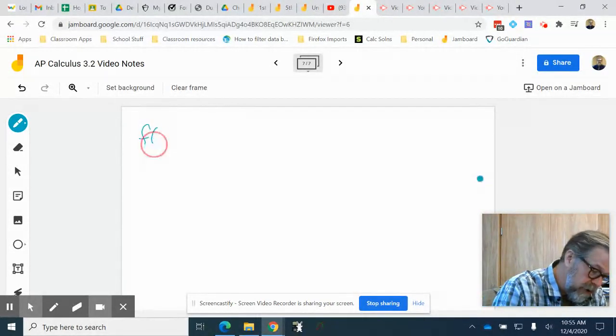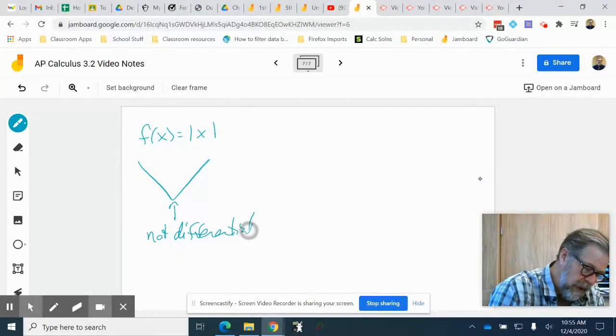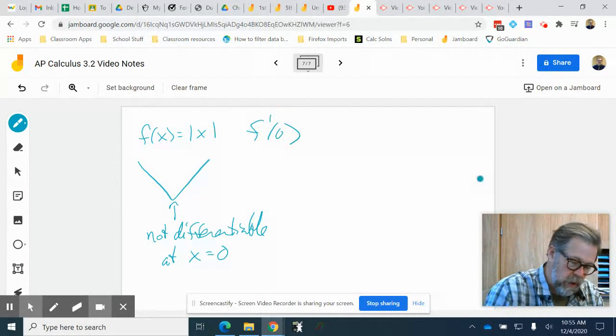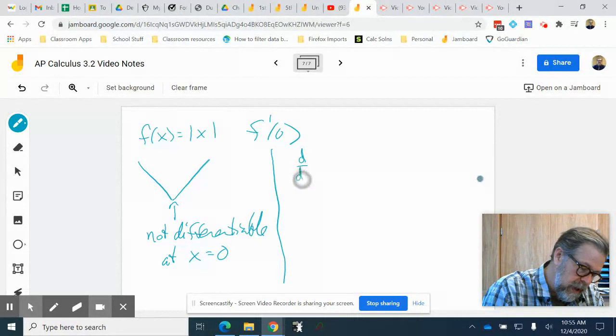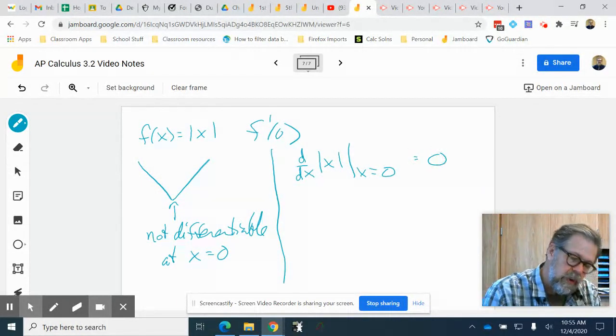Now, I did say that we need to be a little bit careful, because what if I'm looking at the function f of x equals absolute value of x? Well, I already know that it is not differentiable at x equals 0. So if I am asked to find f prime of 0, and I go into my calculator and I type in the numerical derivative of absolute x at x equals 0, it will say that this is equal to 0.